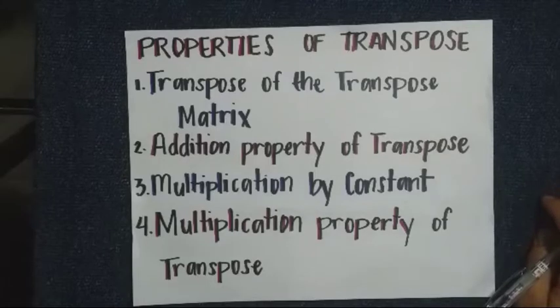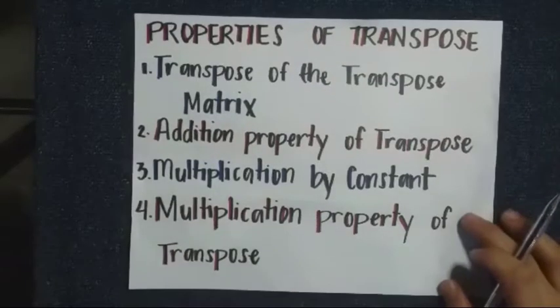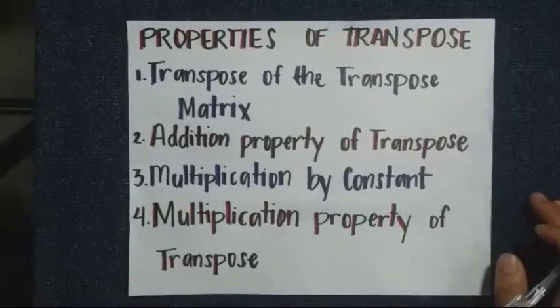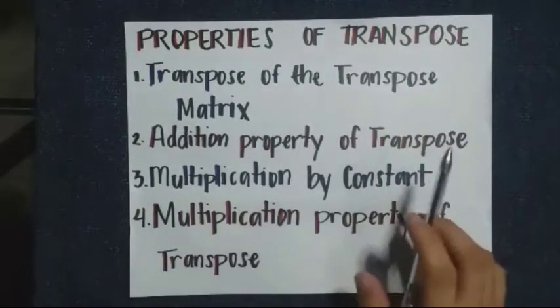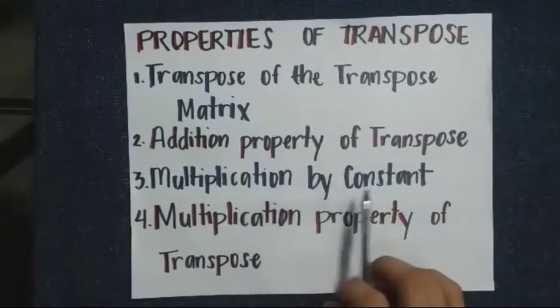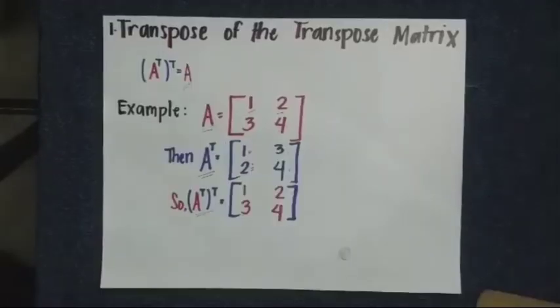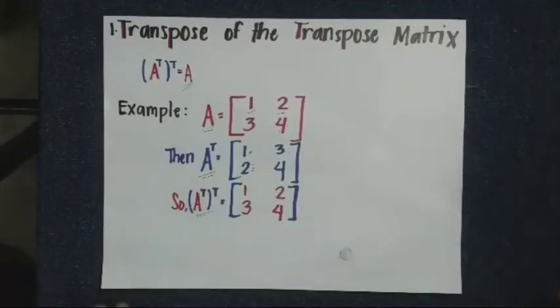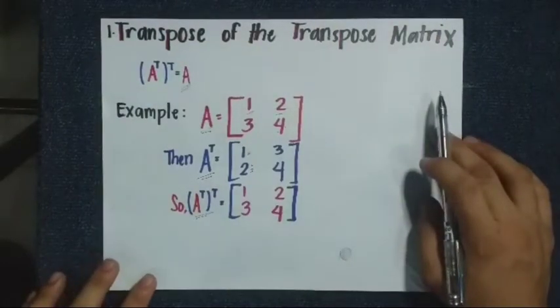I'm going to tackle the properties of transpose. The properties of transpose have four properties. These are transpose of the transpose matrix, addition property of transpose, multiplication by constant, and multiplication property of transpose. So we have here the first property of transpose, which is the transpose of the transpose matrix.